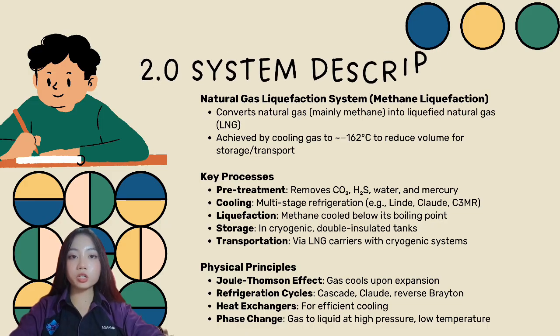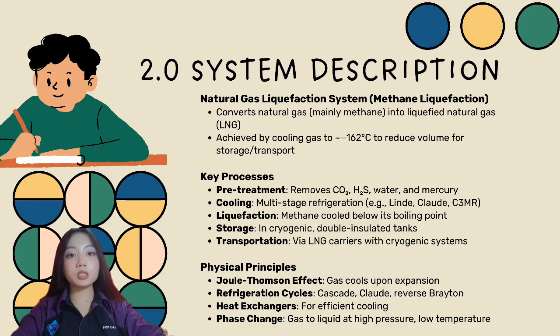The natural gas liquefaction system, commonly referred to as methane liquefaction, is a thermodynamic process that converts natural gas, primarily composed of methane, into liquefied natural gas (LNG) by cooling it to approximately negative 162 degrees Celsius. This drastic temperature reduction significantly decreases the volume of the gas, making it more efficient for storage and long-distance transportation. The process involves several key stages, beginning with pre-treatment, which removes impurities such as carbon dioxide (CO2), hydrogen sulfide (H2S), water, and mercury to prevent freezing and equipment damage.